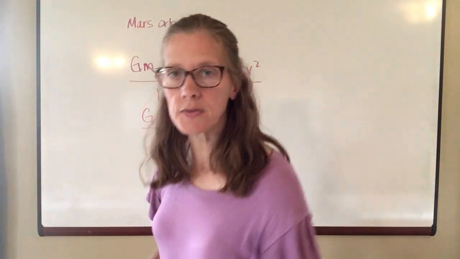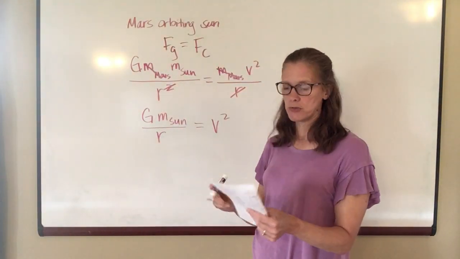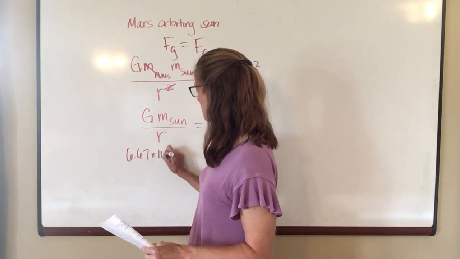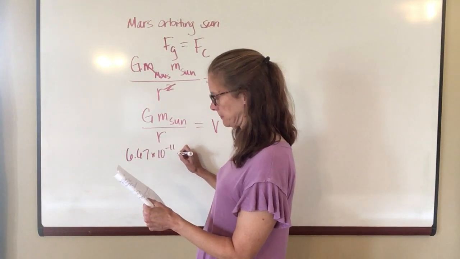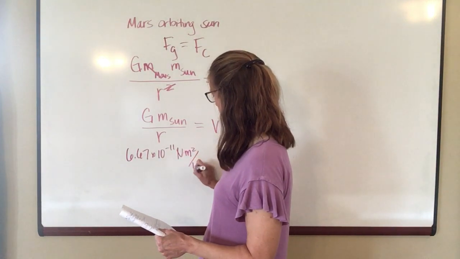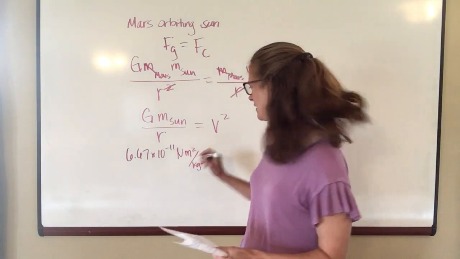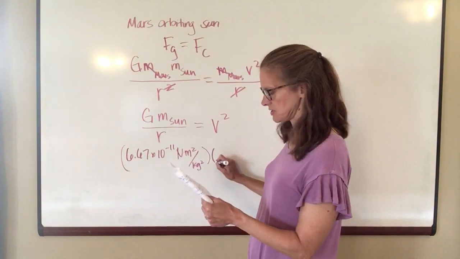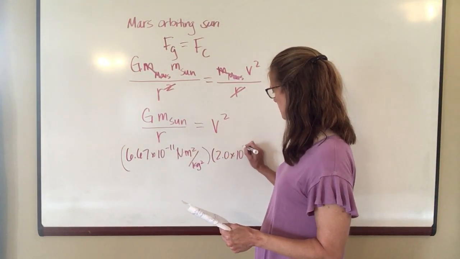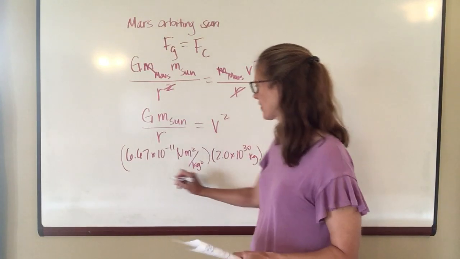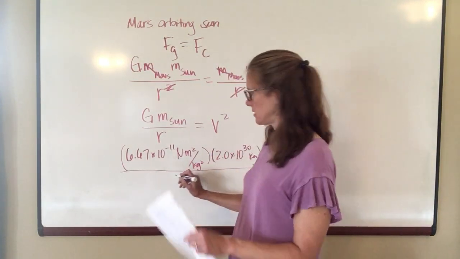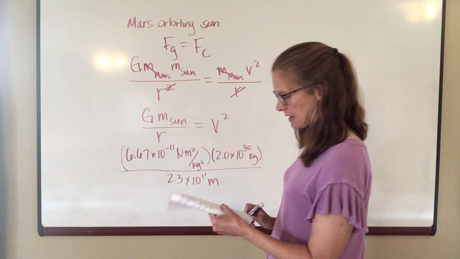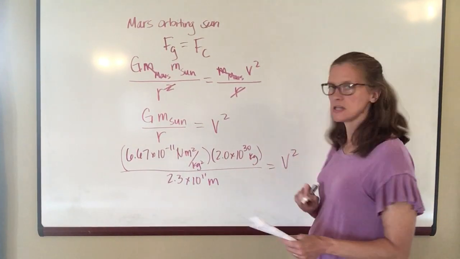So let's go ahead and plug these numbers in because I do want to show you how the units work in all of this. So gravitational constant is 6.67 times 10 to the minus 11th Newton meters squared over kilograms squared. Remember that constant has really, really strange units to it, but you'll see why here in a second. The mass of the sun is 2.0 times 10 to the 30th kilograms. And then the distance is 2.3 times 10 to the 11th meters. And I know that all of that is equal to v squared.